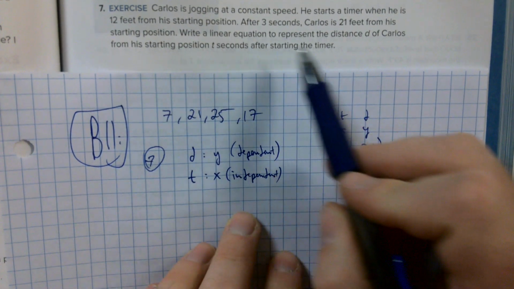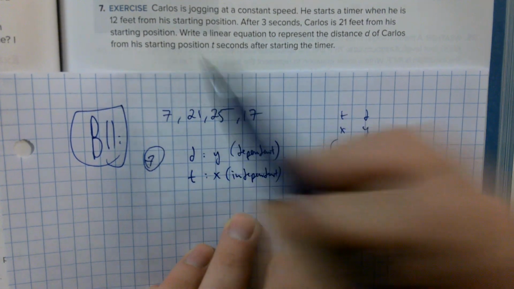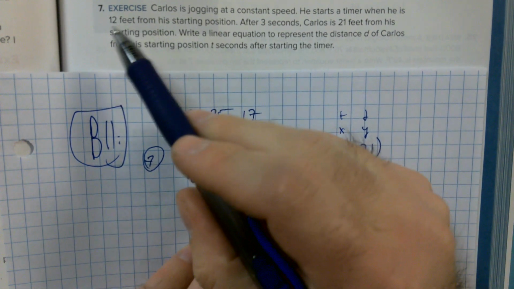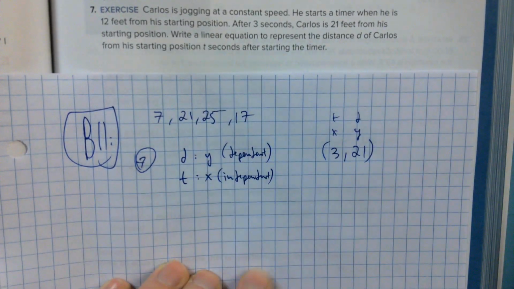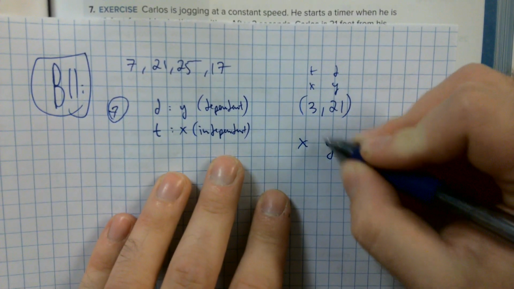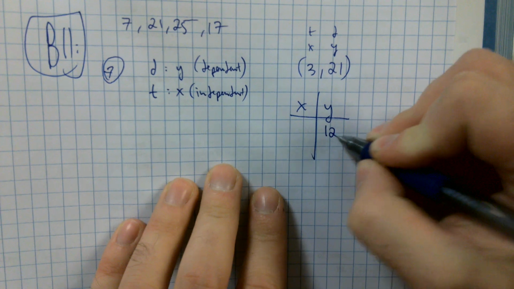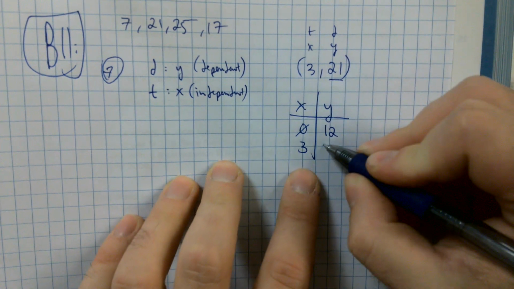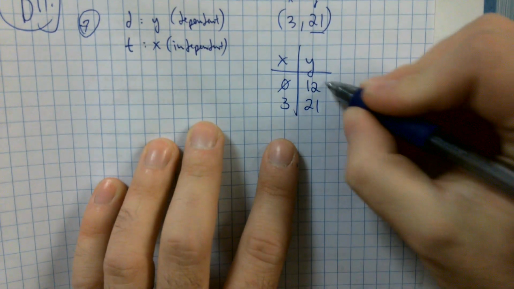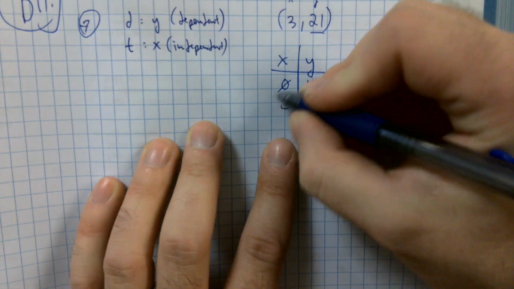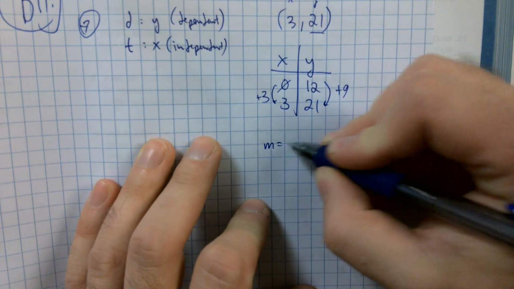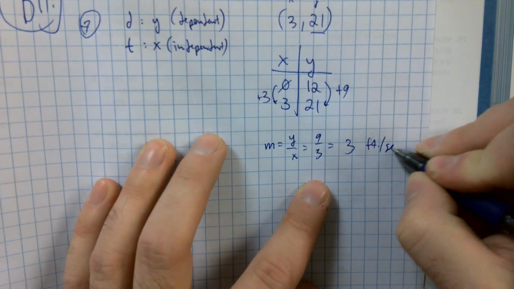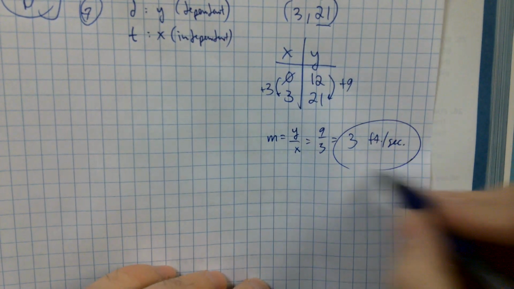Okay? I'm writing an equation to represent the distance from his starting position. Well, how far away from his starting position is he when he starts? 12 feet. So think about it like this. If I was going to make a table, he's 12 feet away when he starts the timer. 3 seconds into the timer, he's 21 feet away. What's my change in y from 12 to 21? 9. What's my change in x? 3. So my slope is going to be 9 over 3, which is what? 3 feet per second. Okay, there's my m.